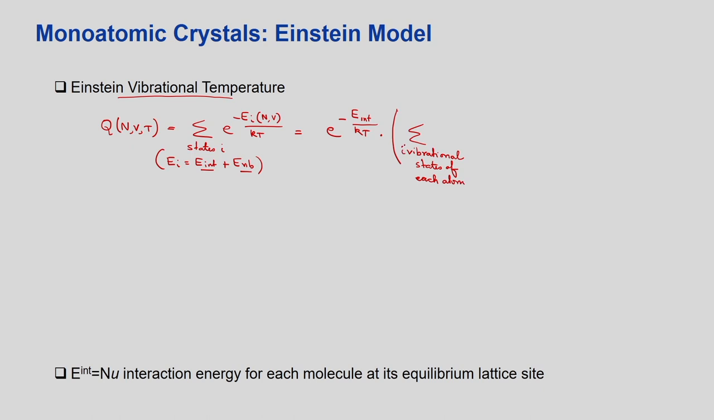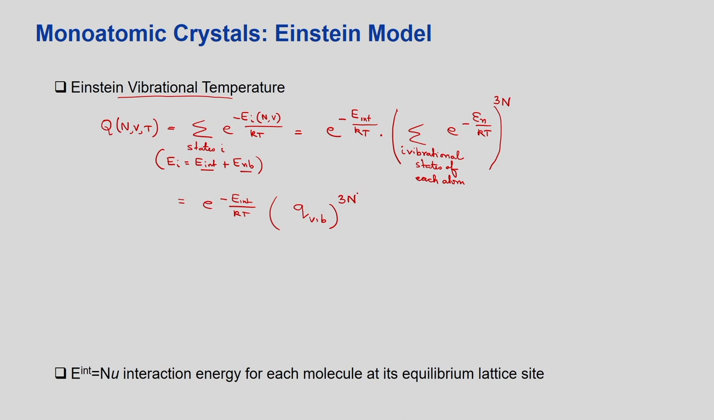Now, coming to the vibrational states, this will be e to the power of minus En by kT. Now we are talking about N number of atoms, so it is to the power of N. We work with the second part of the expression. What you have finally is e to the power of minus E by kT, times q vibrational, isn't it? It will be q vibrational because it is vibrational. This should be 3N because you have three axes x, y and z. For N atoms, you will have vibrational states across all three axes. That is why it will be q vibrational to the power of 3N.